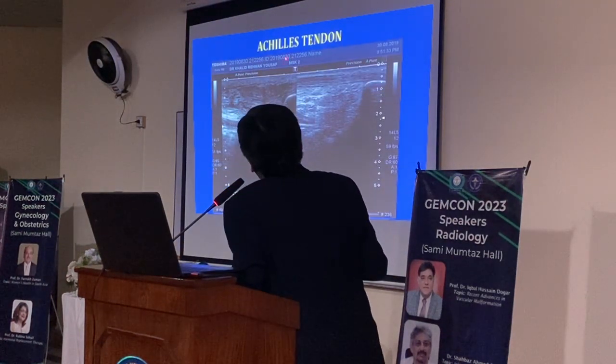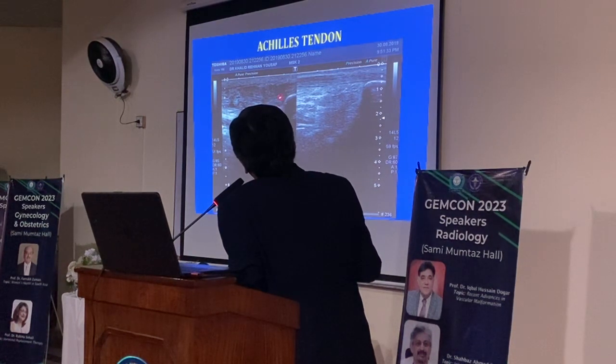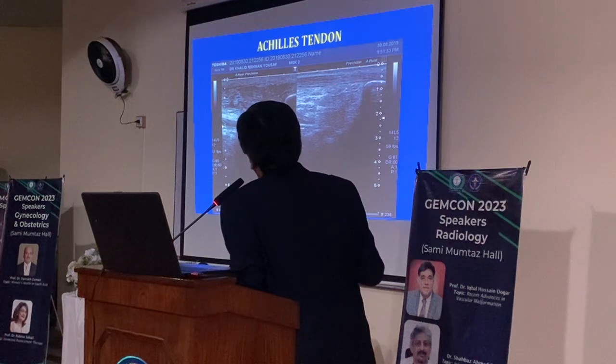Achilles tendon: a patient presenting with pain after playing squash. You see the normal side on this. This is the calcaneus. We see the attachment of the Achilles tendon with normal thickness, but on this side there is disruption of the fibers of the Achilles tendon. There is fluid here. This is a complete tear of the Achilles tendon on the left side, as compared to the right side, which has the normal fibrillar pattern of the tendon.